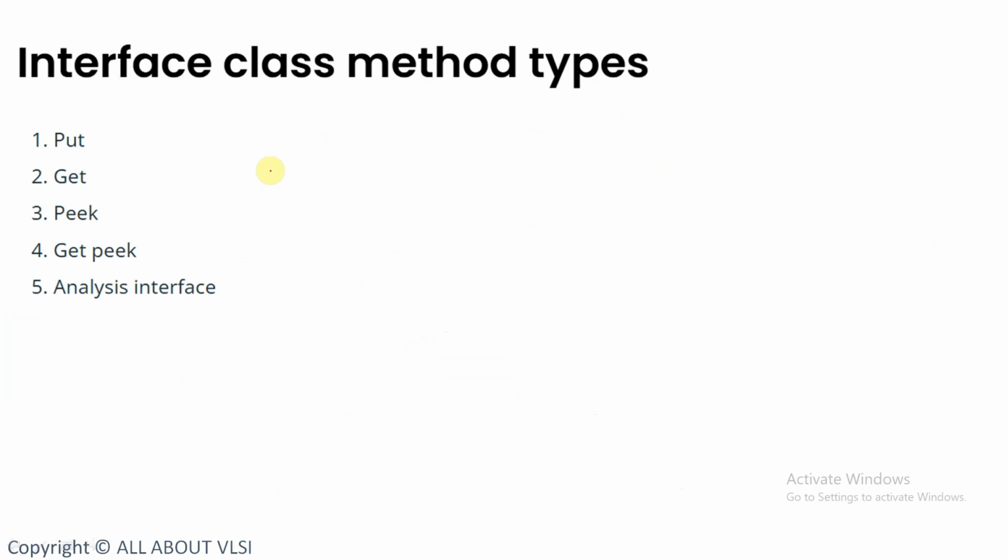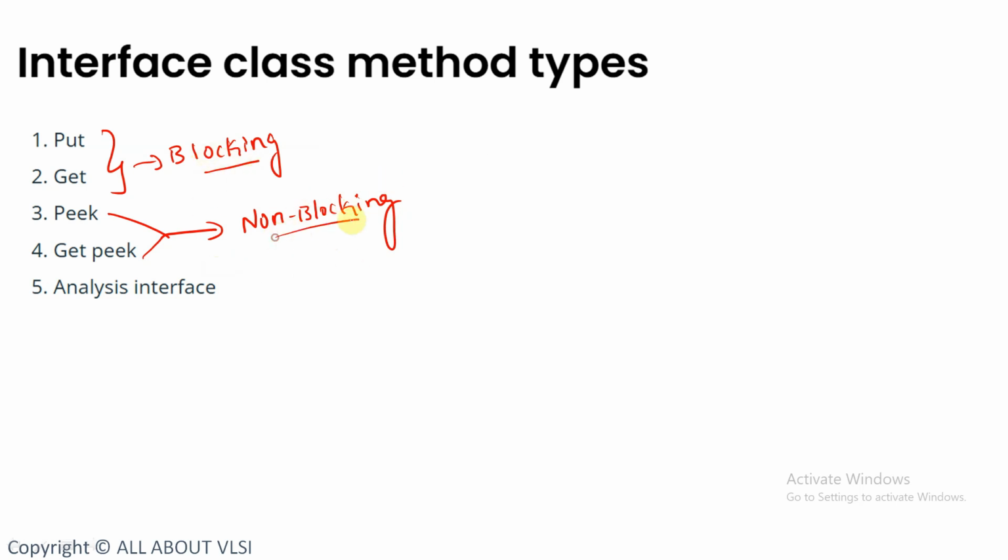Basically, the interface class methods are of five types. We already know the put method, and we have seen the get method already. These are our blocking methods. In this session, I will explain what we mean by blocking methods and what we mean by non-blocking methods in more detail. The peek method and get peek method are non-blocking methods, and this analysis interface is also there. So these are all blocking methods and non-blocking methods.